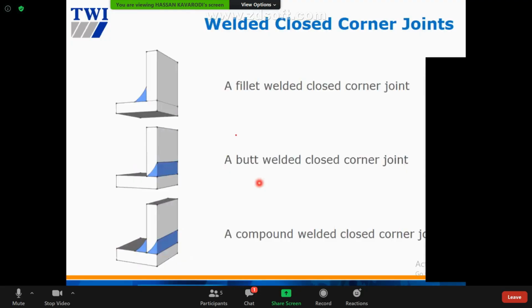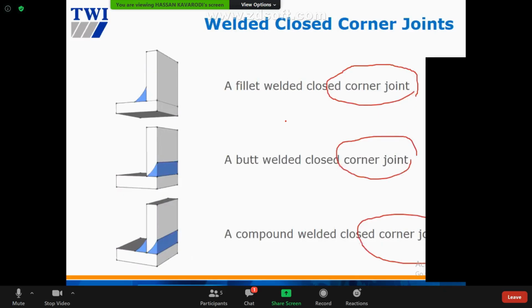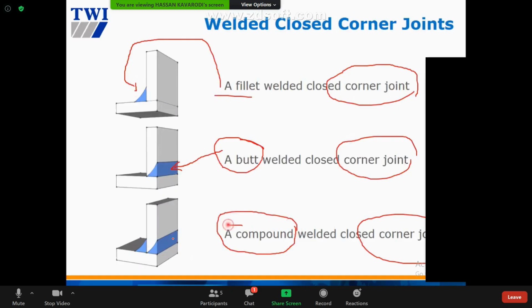Yep. And another example here, we have corner joint, corner, and corner. Here, we only have fillet. It's only fillet. But now we have a bevel, so they call it butt weld here. And compound is when it's combined, butt weld and fillet. All right? So compound weld in corner joint.